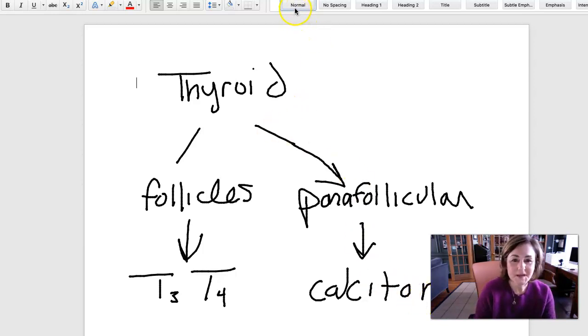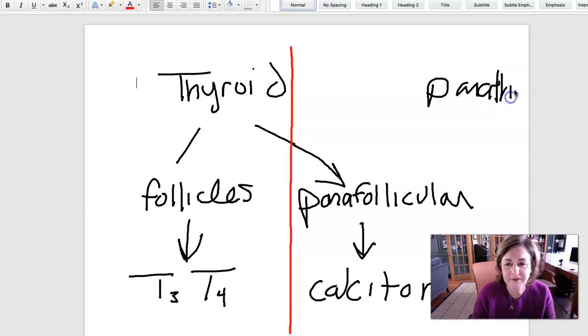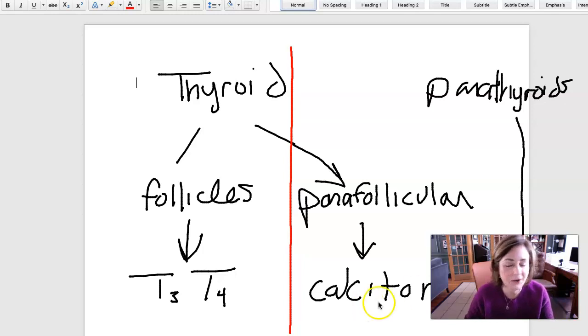And then, to make matters more confusing here, this section of the thyroid, the parafollicular cells secreting calcitonin, are going to work hand in hand with the parathyroid. The parathyroids are separate glands. They're embedded right on the back of the thyroid gland. The parathyroid glands just release one hormone called parathyroid hormone, and they work in opposition to calcitonin. Calcitonin works to decrease our blood calcium levels.